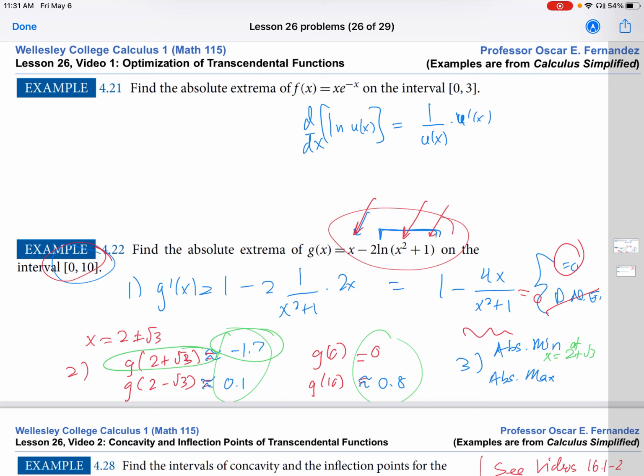Okay, absolute maximum. Scanning these four values again, looking for the largest y value, that is over here. Absolute maximum at x equals 10. And then the actual value of that absolute maximum is g of 10, which is about 0.8.